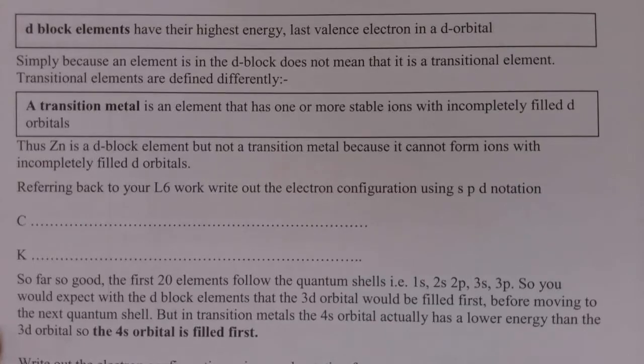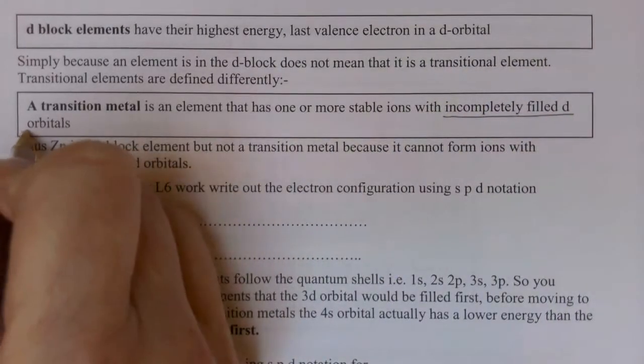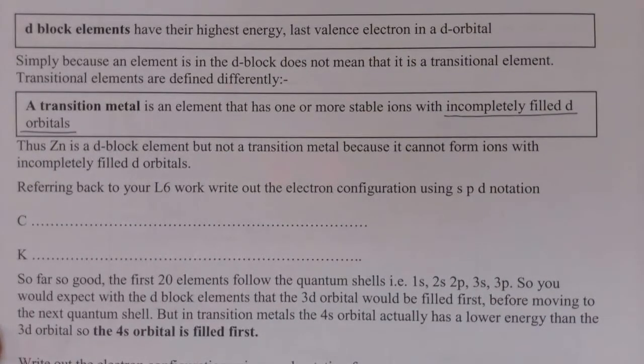Before we go any further, we do need to sort out the difference between a D block element and a transition metal. D block elements are in the D block and they have their last electron in a D orbital. But simply because something is a D block element does not mean it's a transition element. A transition element or a transition metal is one that has one or more stable ions with an incompletely filled D orbitals. Now please be very careful with your definition here. You do need to make sure you've got this one word perfect. So it is orbitals, not orbital. So you just need to be careful on that one.